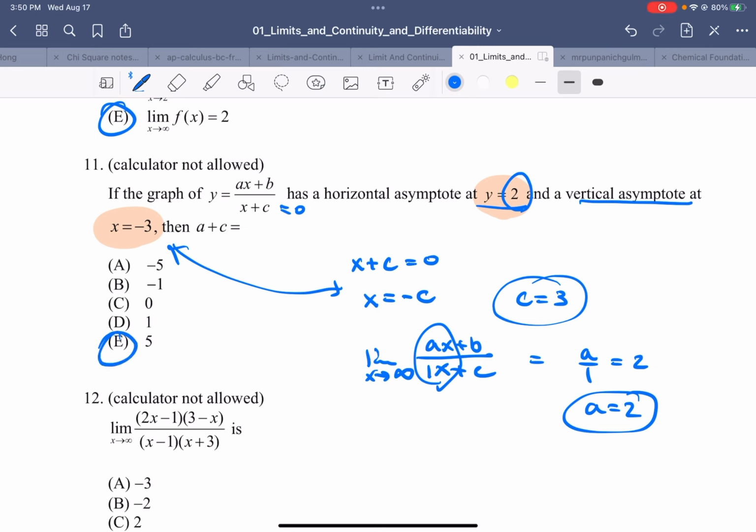Okay, so using horizontal asymptote and vertical asymptote, you can find out those unknown constants.